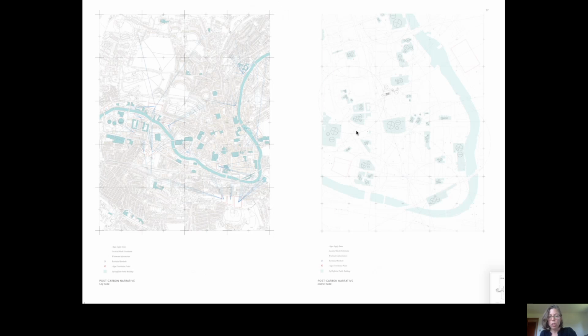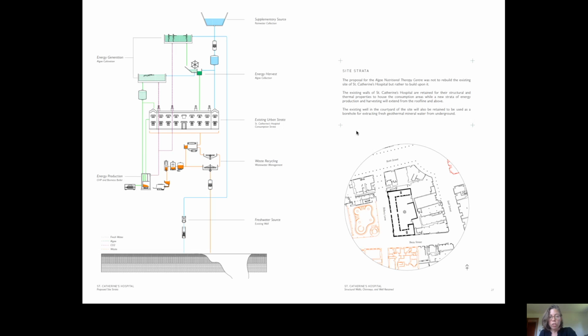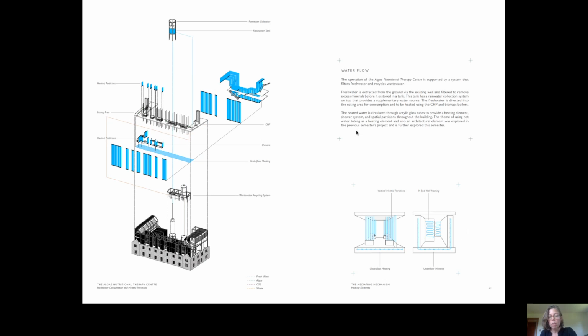And they used some of those logics then to develop a series of maps in Bath that looked at rainwater and wastewater strategies. They then applied this machinic language to the development of a series of different therapeutic facilities in Bath. Cherie's incorporated both algae cultivation and hydrotherapy.